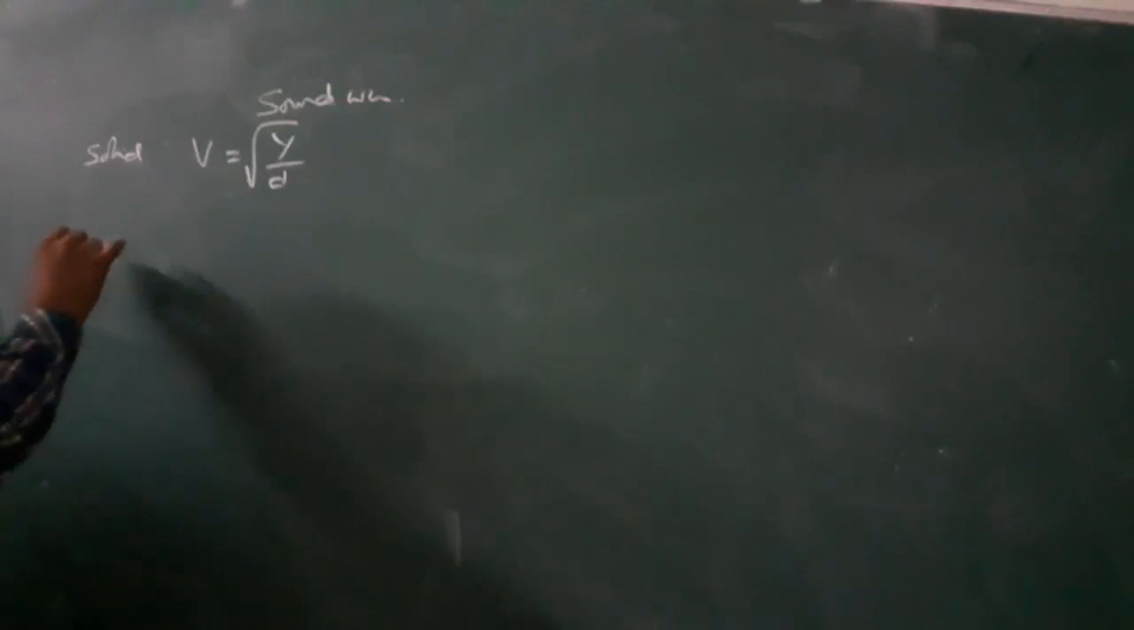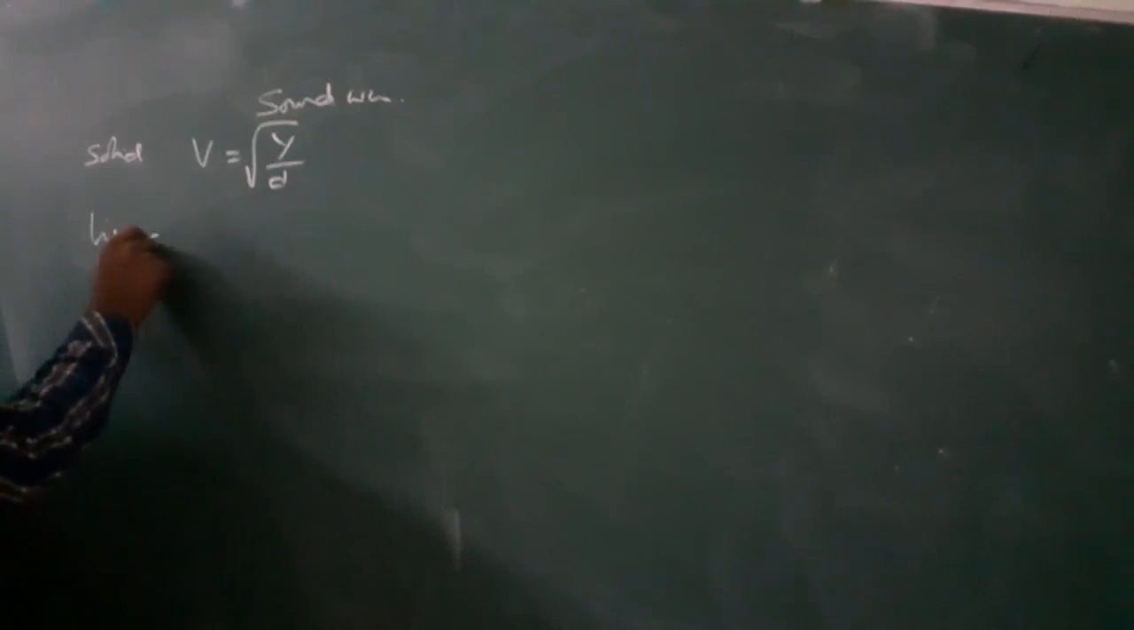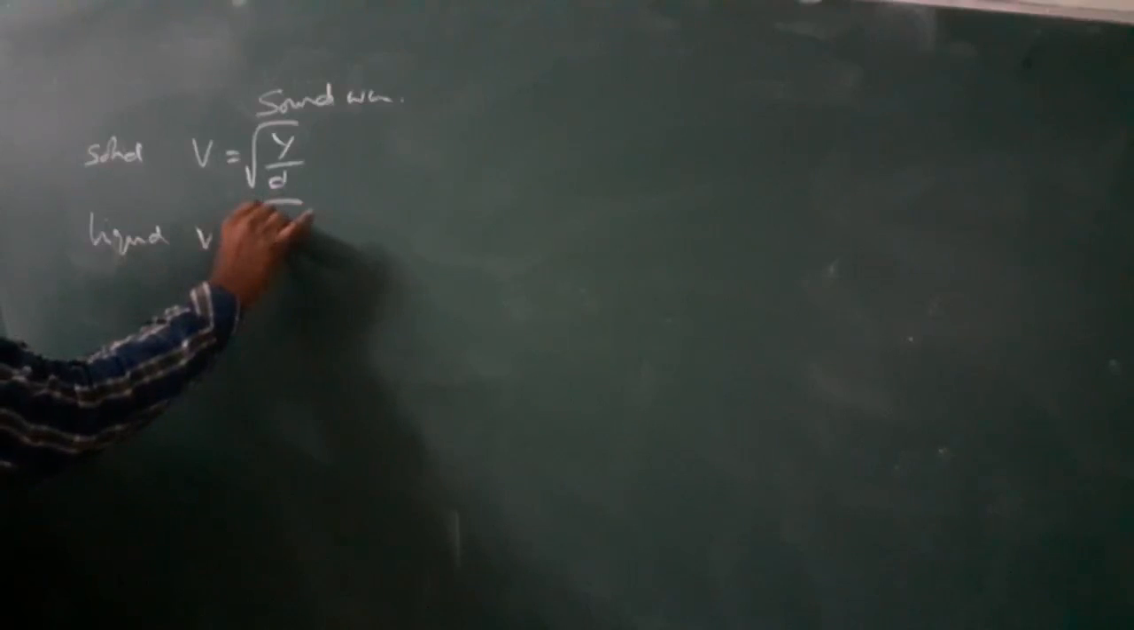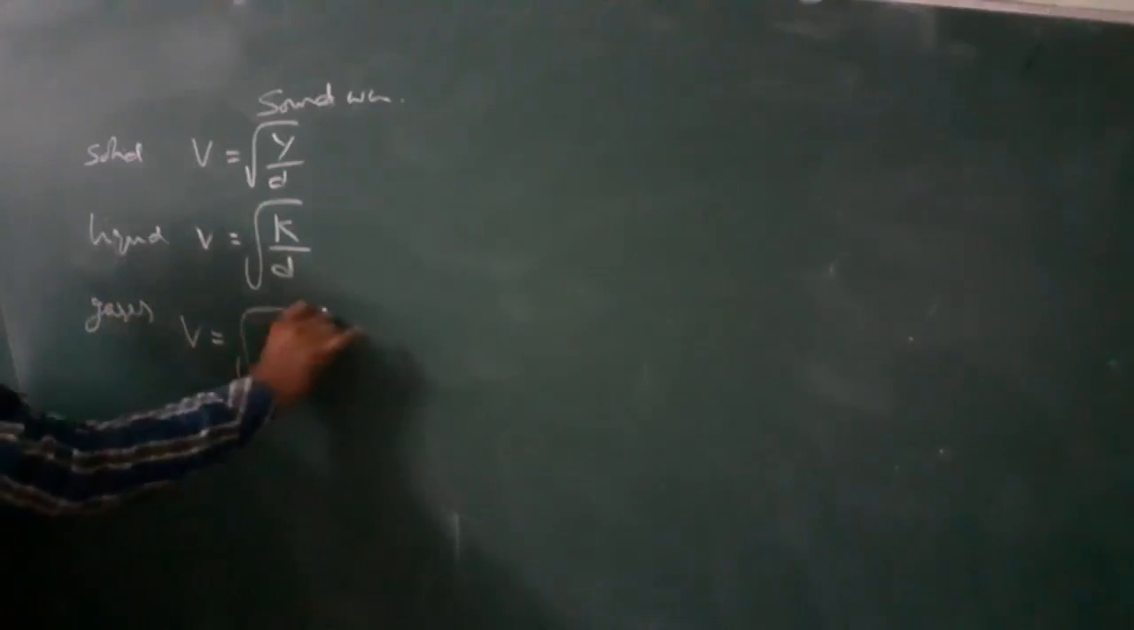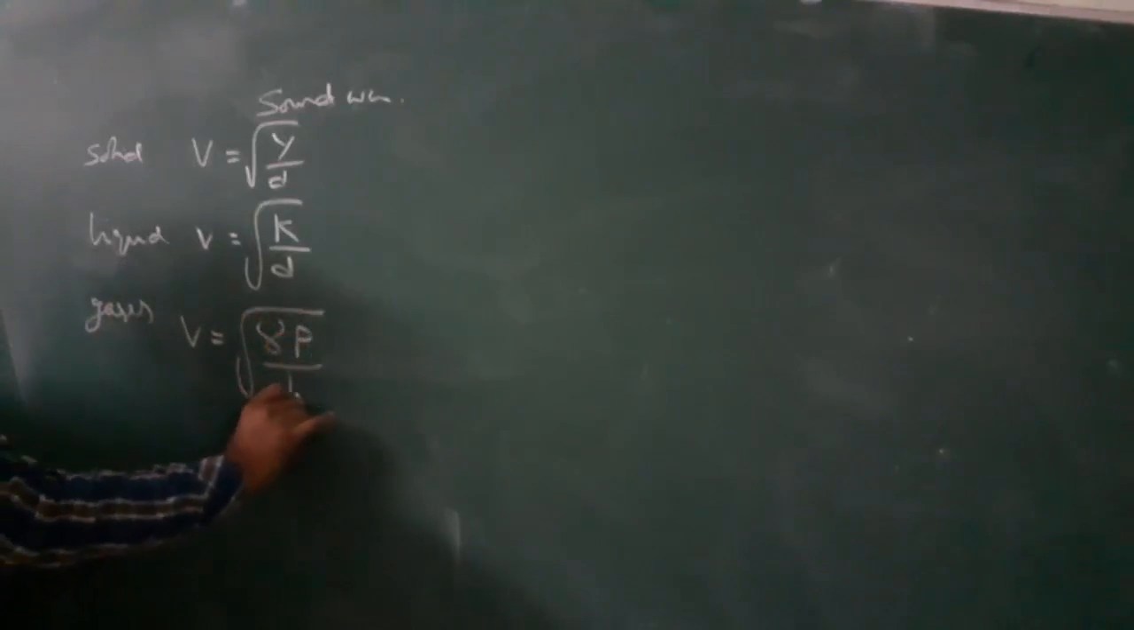In solids, velocity of sound is root of Y by D, where Y is known as Young's modulus. Velocity of sound in liquids, V is equal to root of K by D, where K is known as the bulk modulus of the liquid. In gases, velocity of sound V is equal to root of gamma P by D. This is called the Newton-Laplace formula.